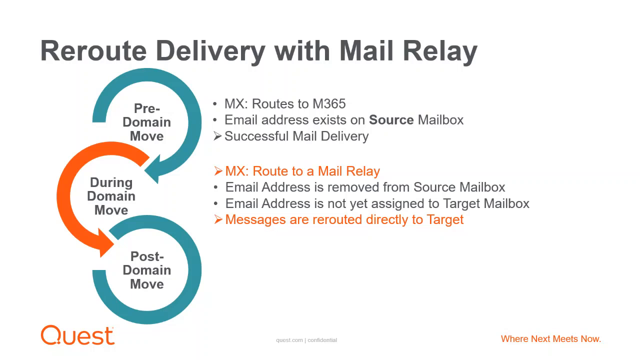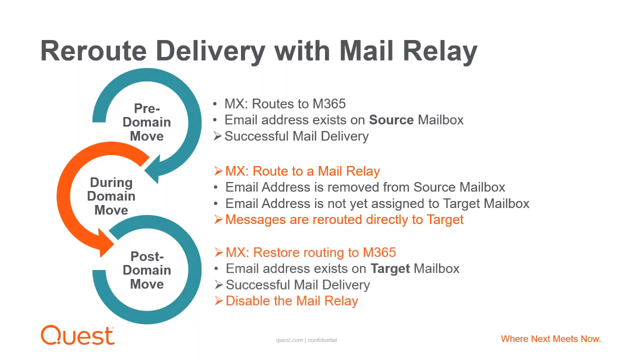utilize a mapping file that matches your source objects to your target objects. When a message is received by the mail relay for a known source address, it references that mapping file and then delivers the message immediately to the matched target mailbox. Using a mail relay achieves our goal of preventing NDRs while also ensuring no delays in message delivery.